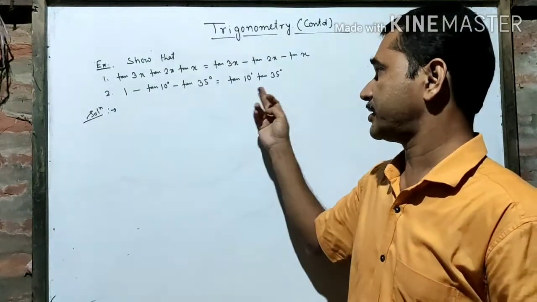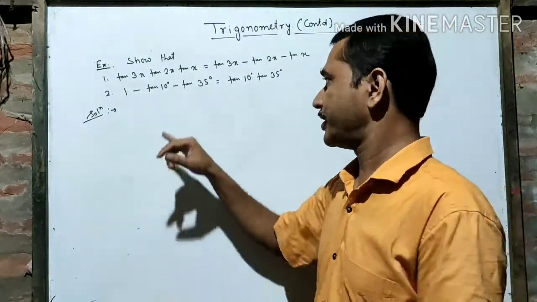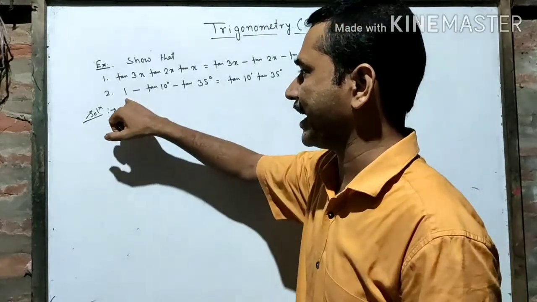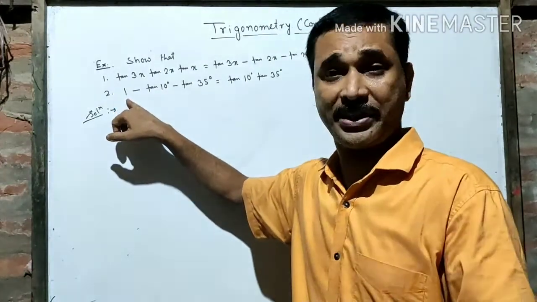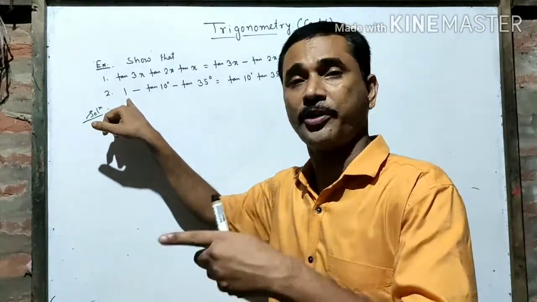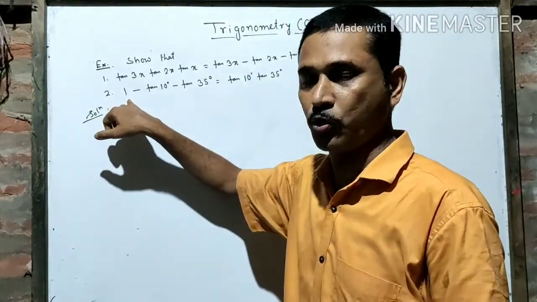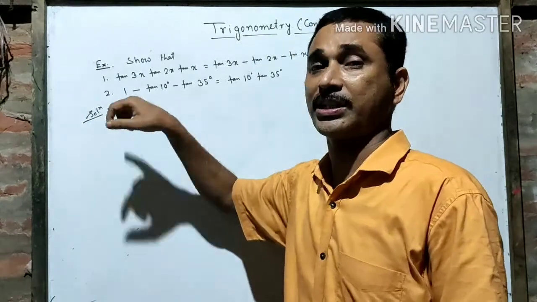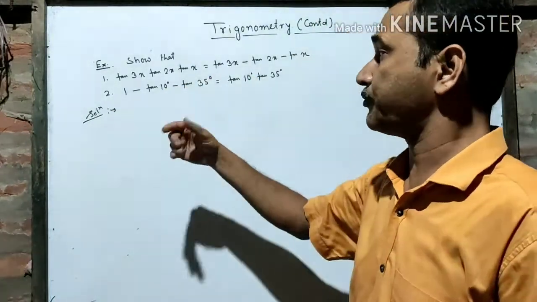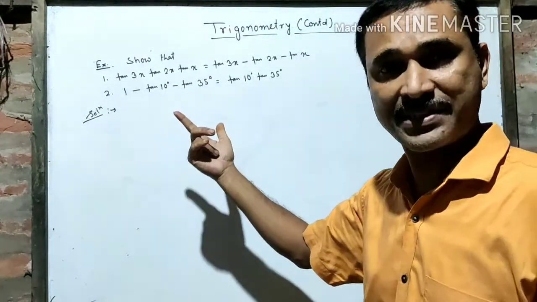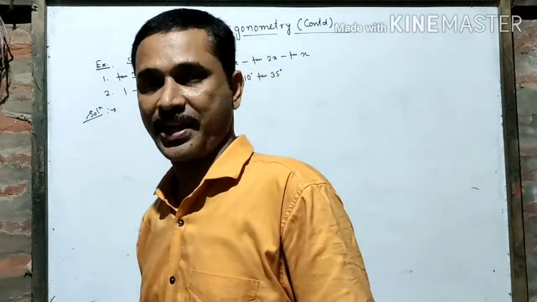Here also you find 3 angles. What are the angles? 10 degree, 35 degree, and here 1. 1 means tan 45 degree. That means the third angle is 45 degree. So though it is hidden, you know 1 is tan 45 degree. So the third angle is 45 degree. So you will write 45 degree is equal to 35 degree plus 10 degree. And then the approach is same.